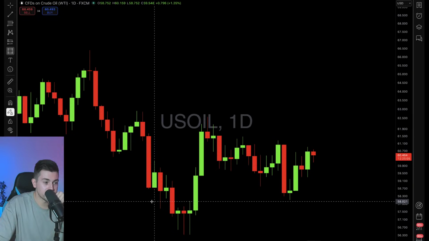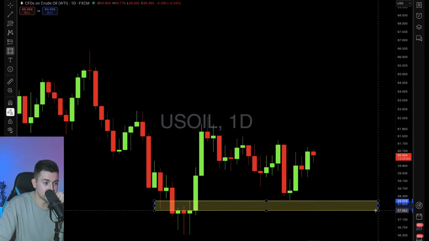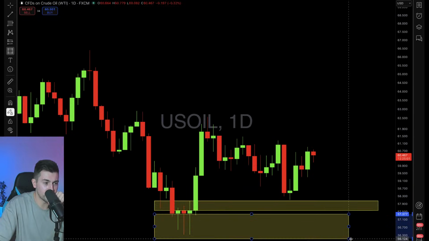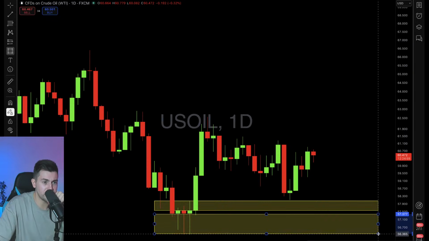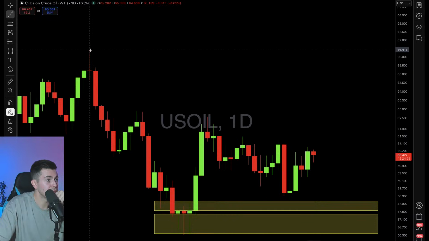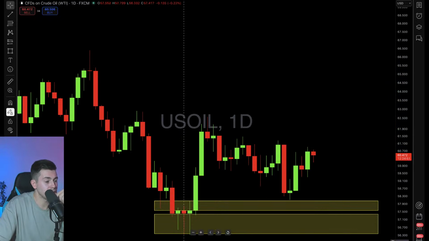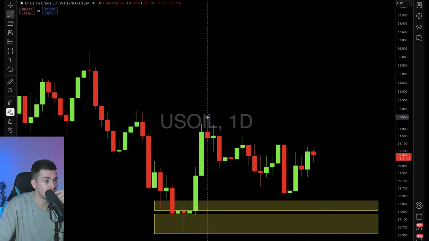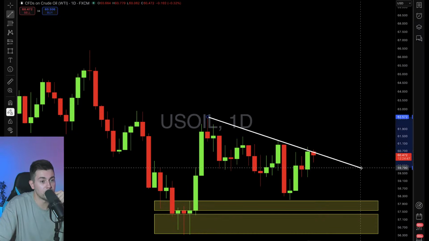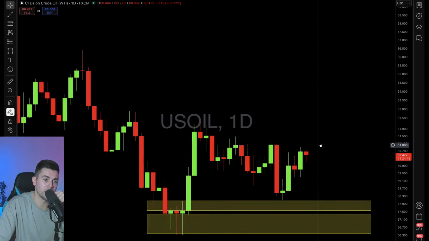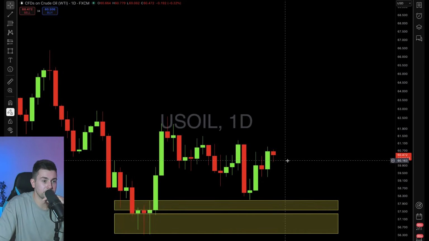What I see is that we have quite a strong support right here. Probably we have some trend line too. This one doesn't look valid. Let's try drawing it from here. No, I don't like it either.